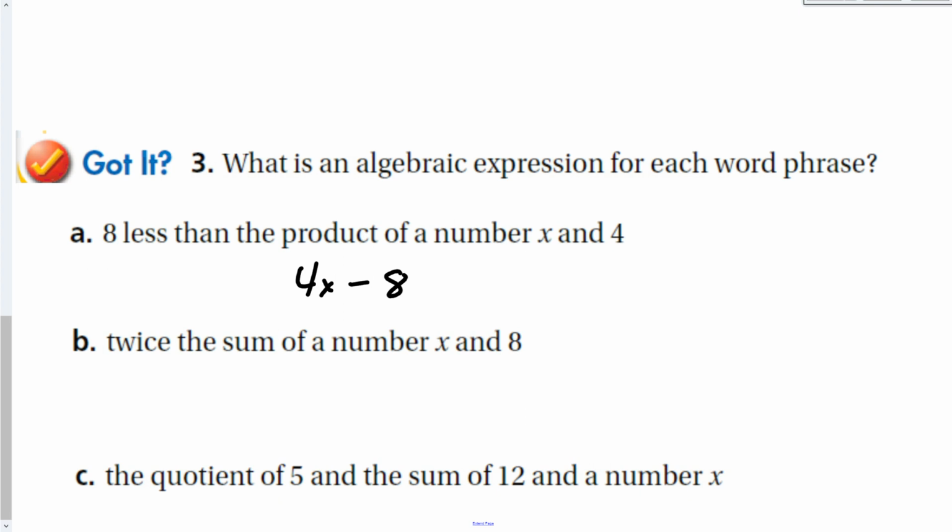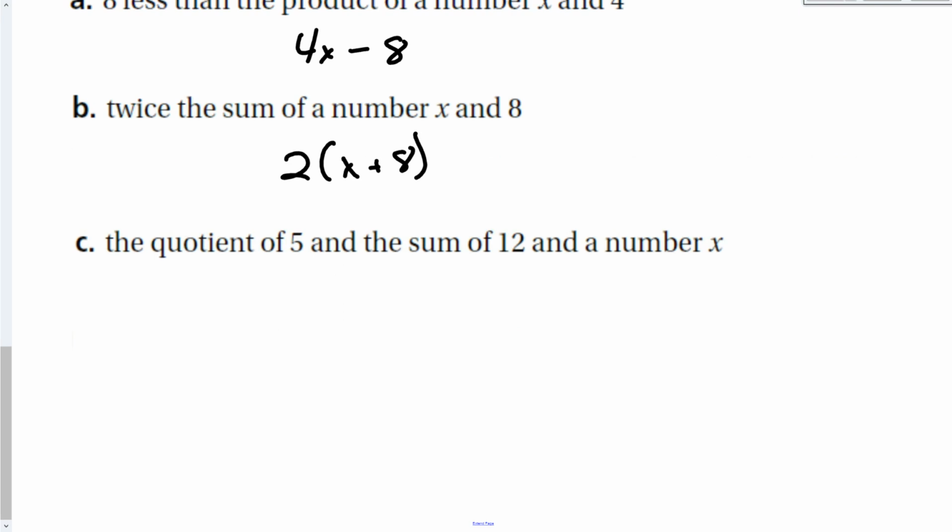Twice the sum of a number x and 8. So we're going to multiply by 2. And the thing I'm multiplying by 2 is my sum. And the last one, the quotient of 5, that goes on top. And the sum goes on the bottom. And there's my quotient of 5 and the sum of 12 and a number x.